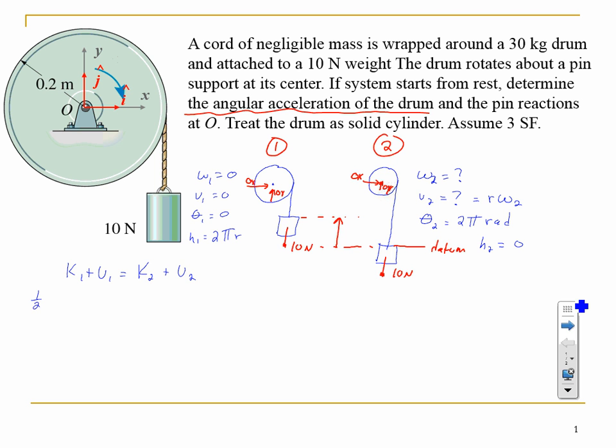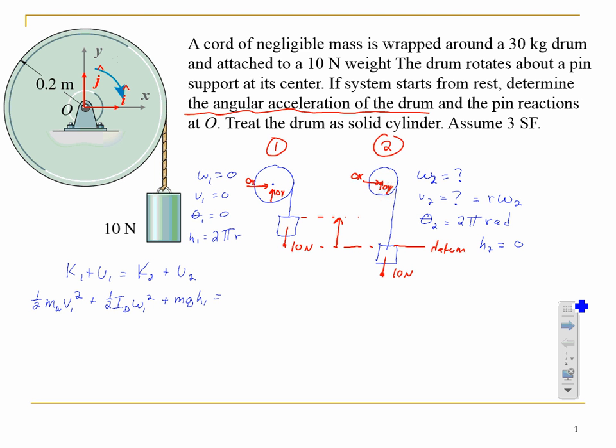I can have a 1/2 m, this is the mass of the weight, v1 squared, so that's the velocity of the weight, and then my rotational kinetic energy is 1/2 I of the drum times omega 1 squared. That's the omega of the drum. So that's my total kinetic energy at the beginning. And then I have a potential energy, and the only potential energy here is the potential energy of the weight. And so that's going to be mgh1. So that's my potential energy and kinetic energy at state 1, which is at rest.